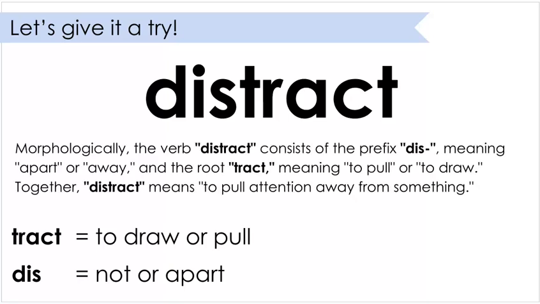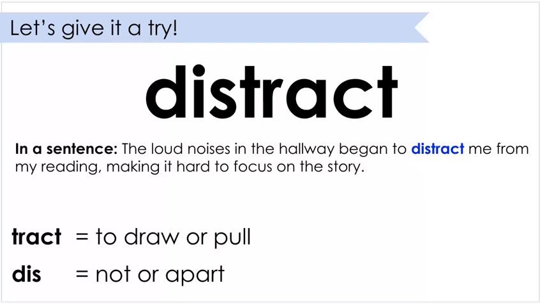Morphologically, the verb distract consists of the prefix dis, meaning apart or away, and the root tract, meaning to pull or to draw. Together, distract means to pull attention away from something. So I am pulling away. In a sentence, the loud noises in the hallway began to distract me from my reading, making it hard to focus on the story. Some variation of distract would be adding some different suffixes to that, like distracted, distracts, distracting, things like that, which we will go over in lesson 2.